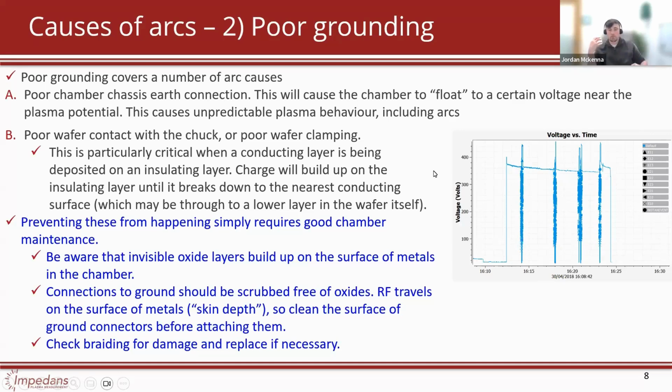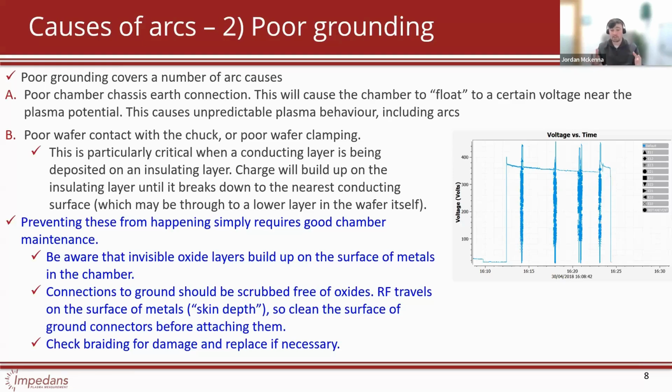Another cause is poor wafer contact with the chuck, or poor wafer clamping. This is particularly critical when a conducting layer is being deposited onto an insulating layer. Charge will build up on the insulating layer until it breaks down to the nearest conducting surface, which is sometimes through the lower layer of the wafer itself.